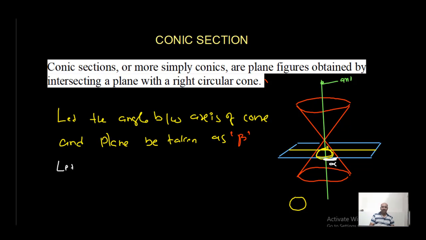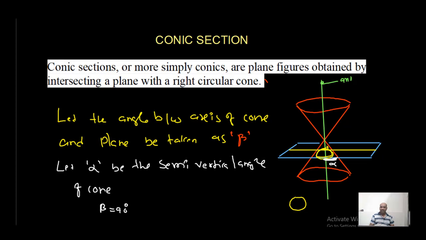See, let alpha be the semi-vertical angle. Semi-vertical angle in the sense angle between generator and axis of the cone. So here what happened, in this case my beta equal to 90 degree. Okay students, if angle is 90 degree, that is beta is 90 degree, the conic section is a circle.